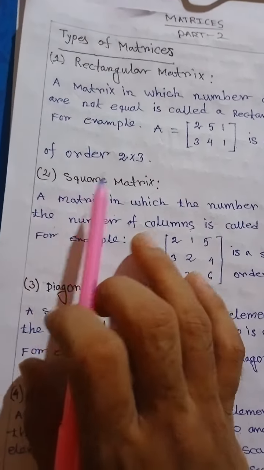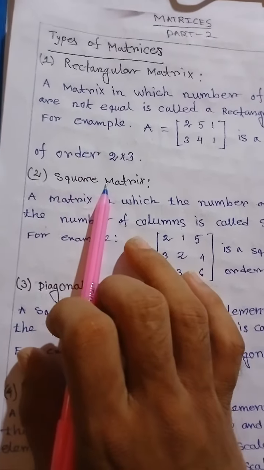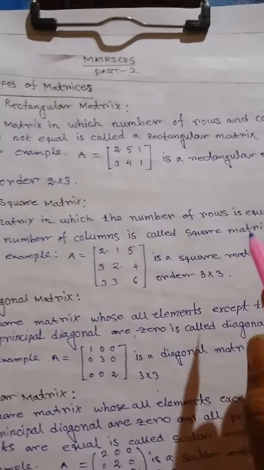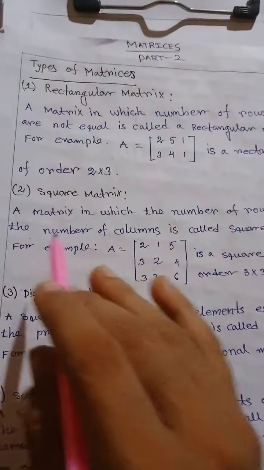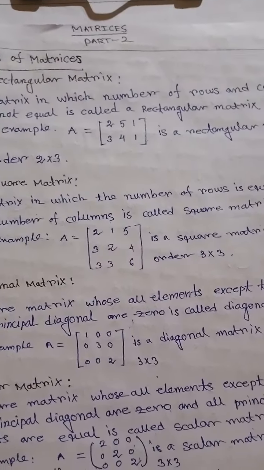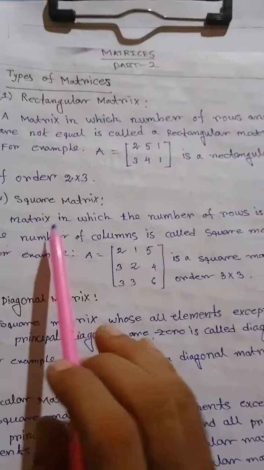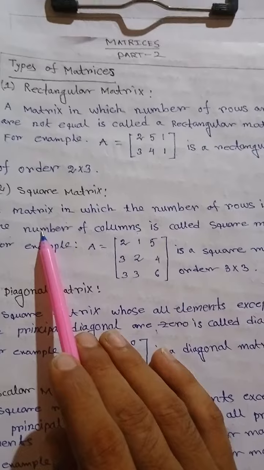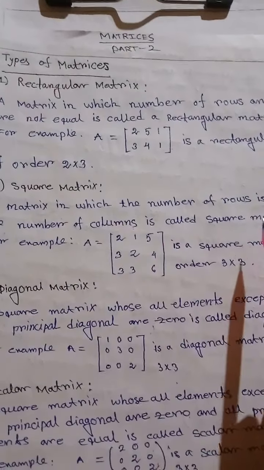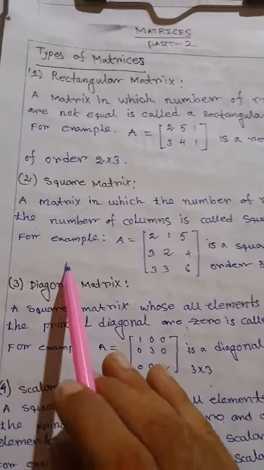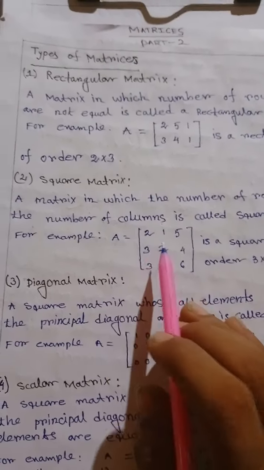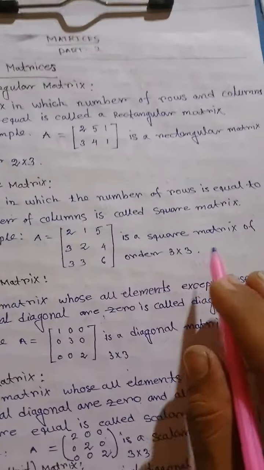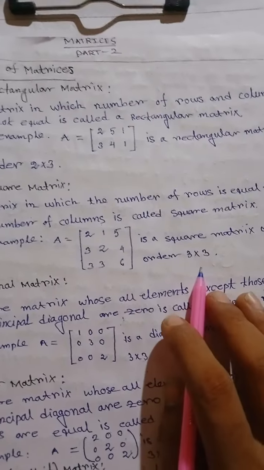Second type of matrix. Definition of square matrix. A matrix in which the number of rows is equal to the number of columns is called square matrix. For example, a matrix 2 1 5 3 2 4 3 3 6 is a square matrix of order 3 by 3.